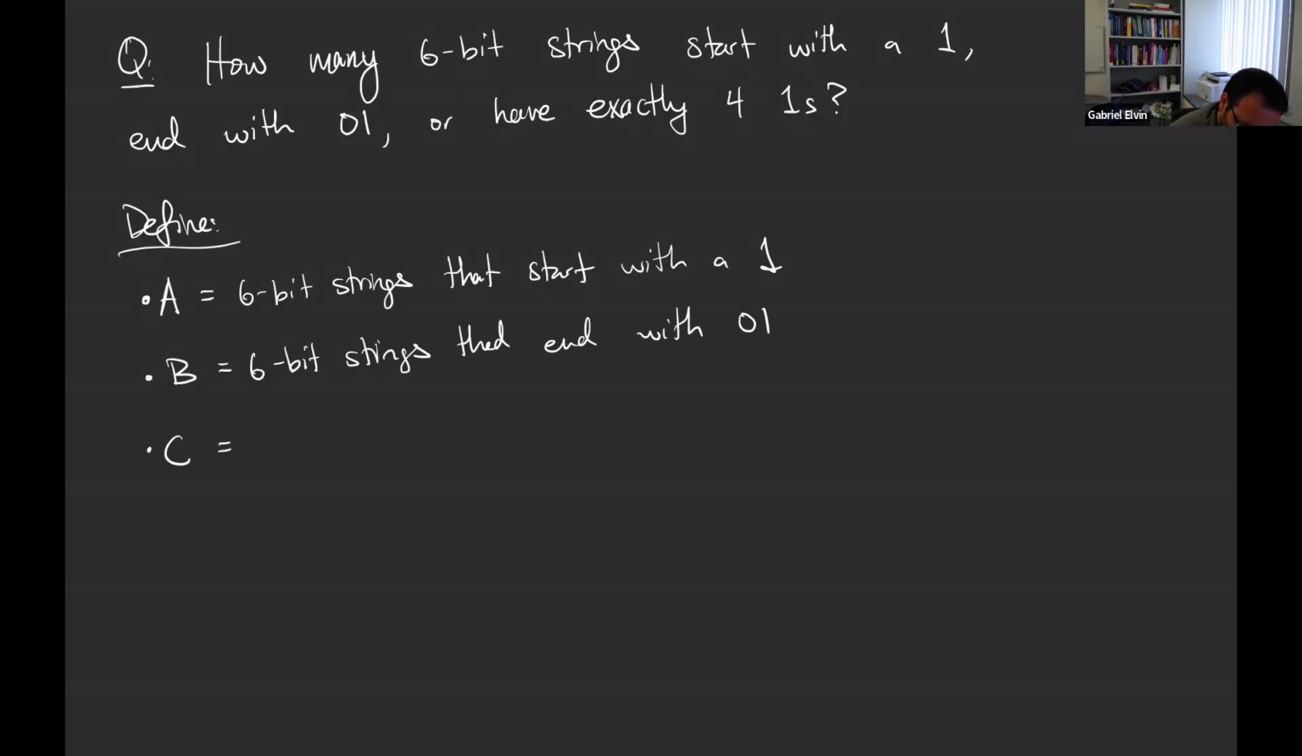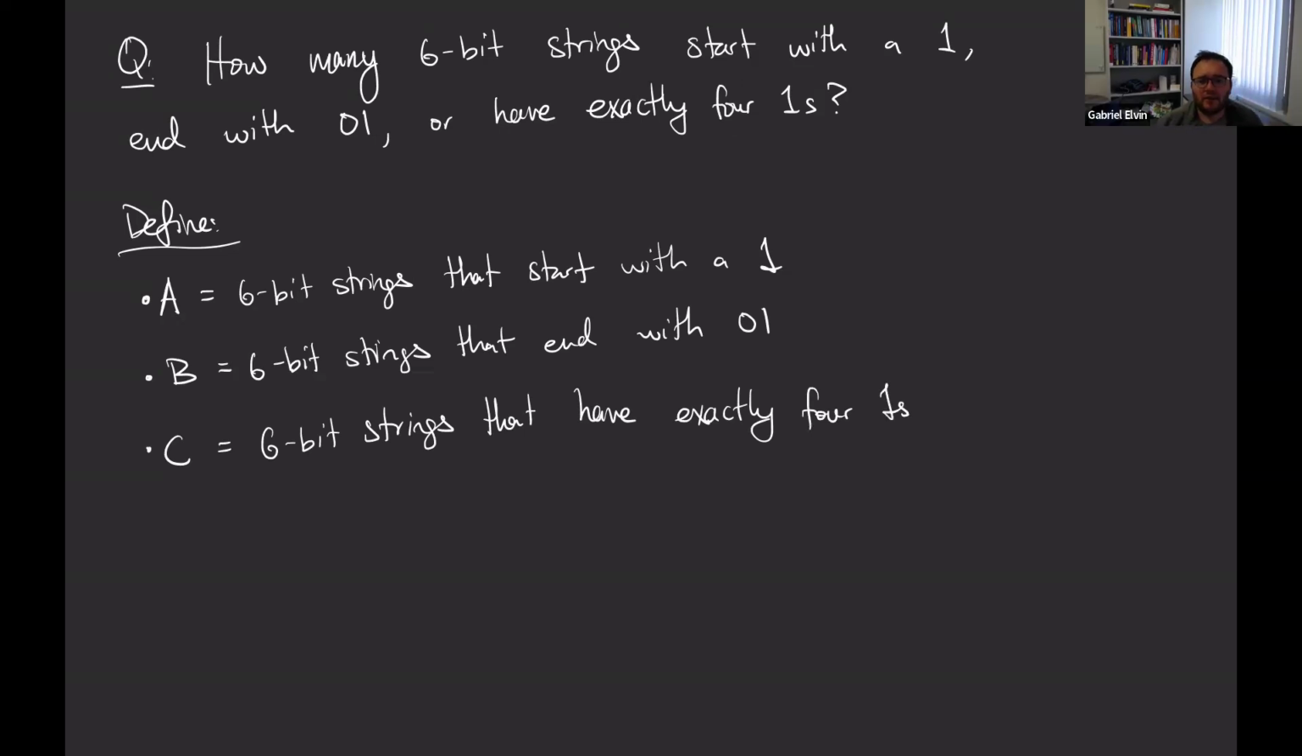And C is going to be the 6-bit strings that have exactly, I should have probably spelled it out, 4 ones. And so, why am I doing this? Because at least now we can put a name to what we're trying to find, right? It just has to have one of these properties, could have more than one.